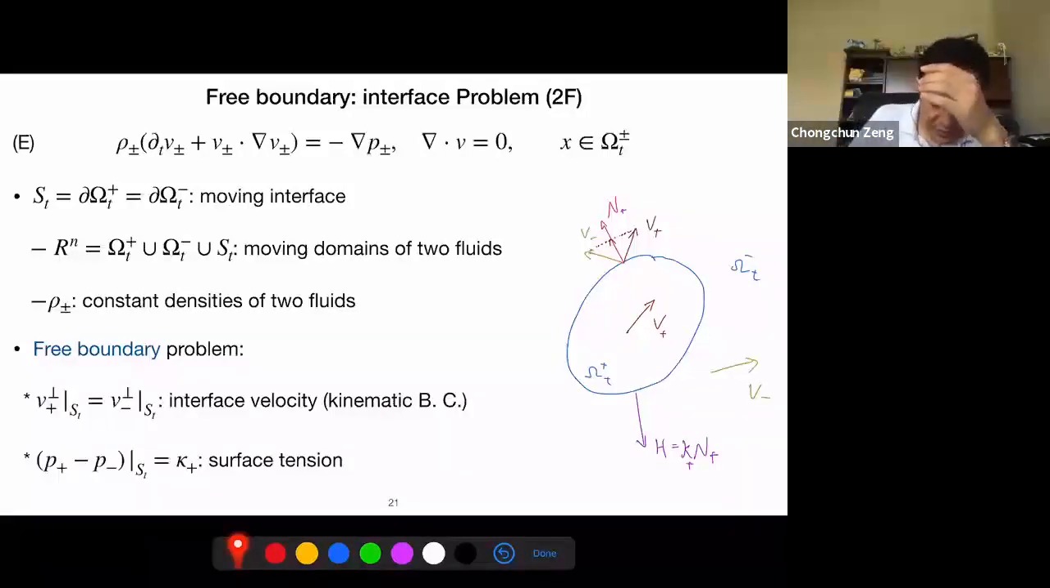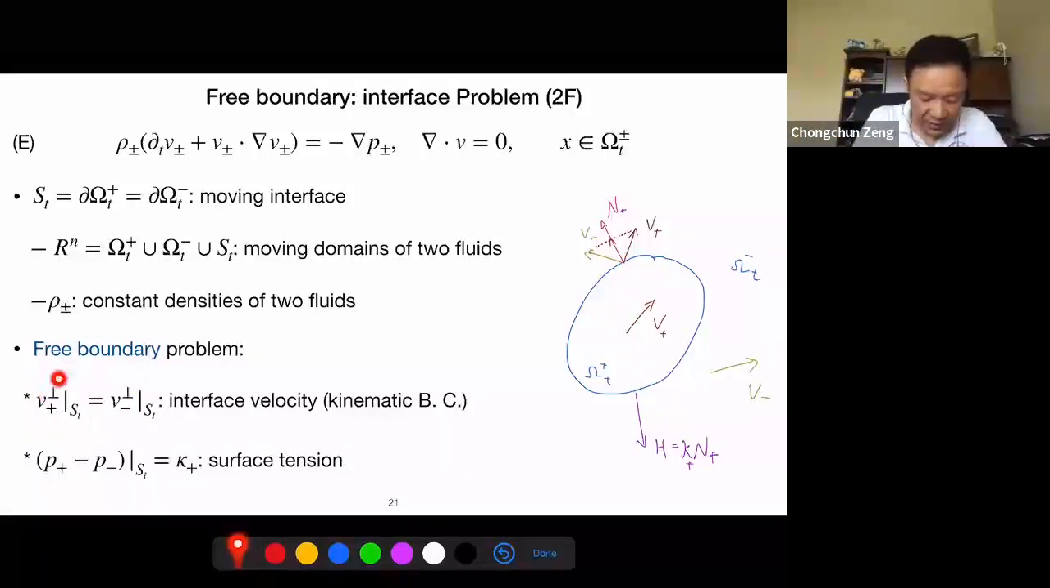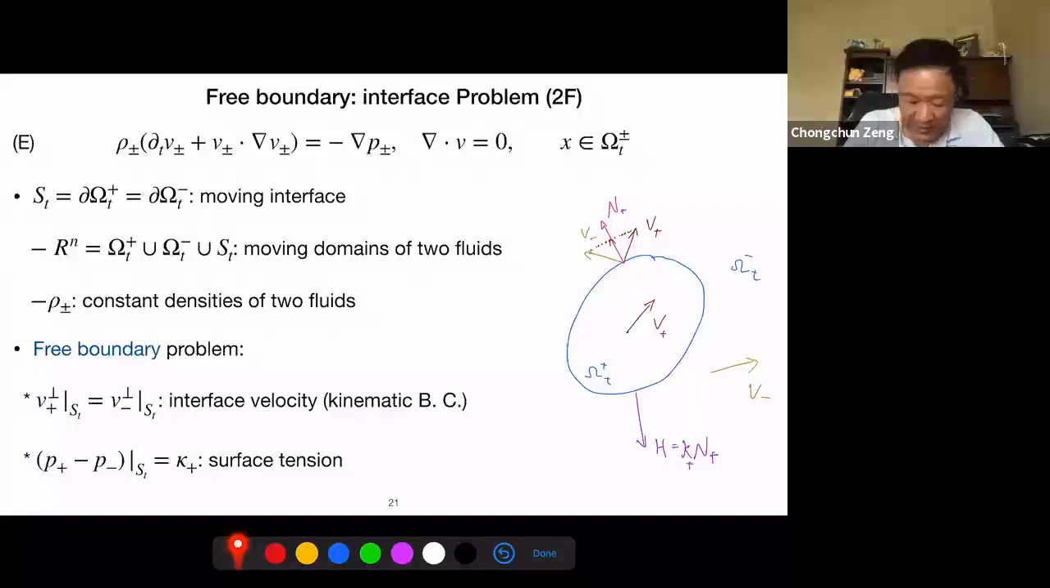So it is required that the normal components of the velocity fields on the two sides coincide, and that gives you the normal velocity of the interface. And the two fluids may not have the same density, so they may have different densities. That is a natural reason why the tangential components most likely are different across the interface. And finally, in this problem, one has to consider the surface tension. So the jump of the pressure across the interface has to be proportional to the mean curvature.